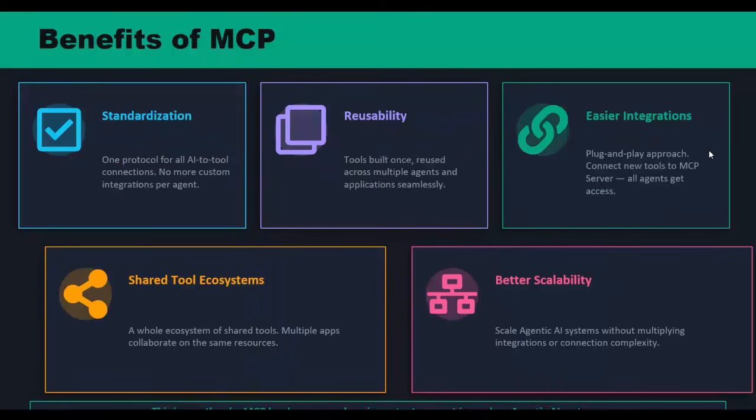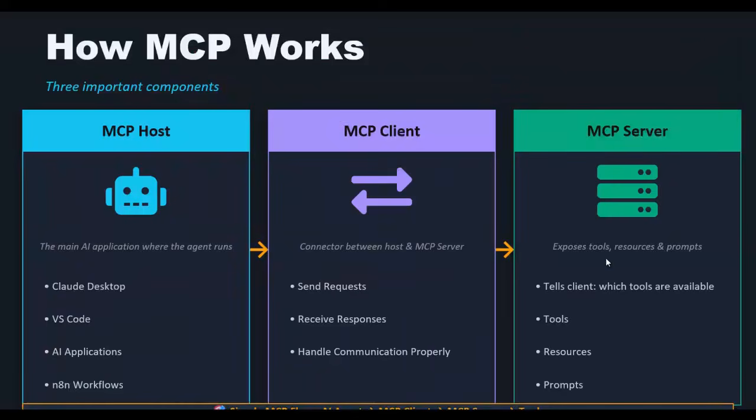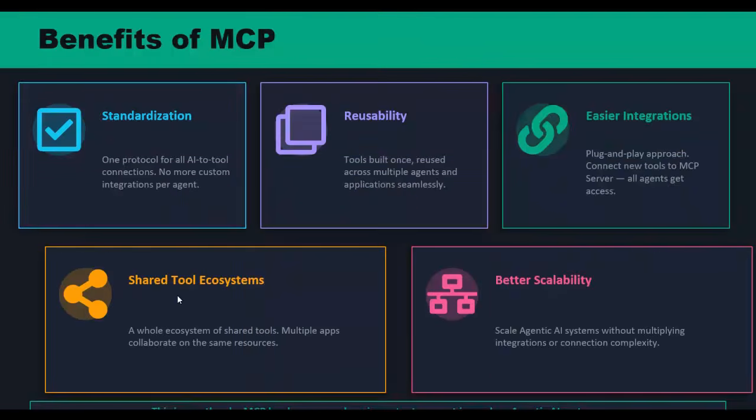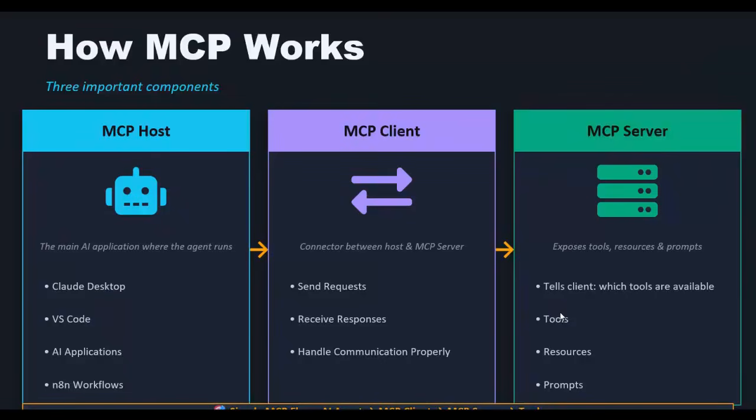Next, easier integrations, right? It provides a plug and play approach. Connect new tools to the MCP server, which is very easy. All agents can access them, right? Whenever any new tools are introduced, we have to connect through the MCP server only, right? Then shared tool ecosystems, a whole ecosystem of shared tools, where multiple apps collaborate on the same resources. And it provides better scalability: scale agentic AI systems without multiplying integrations or connection complexity, right? Because we have to change only the MCP server.